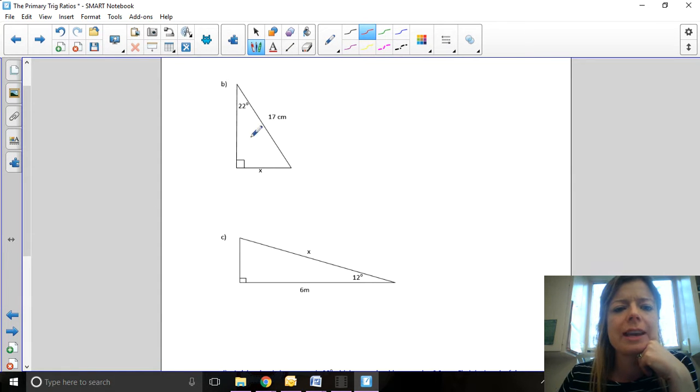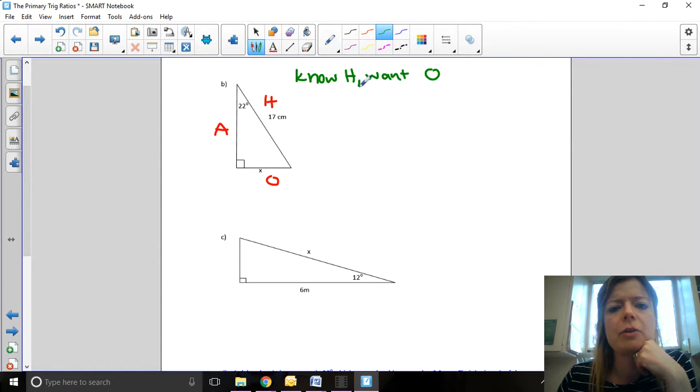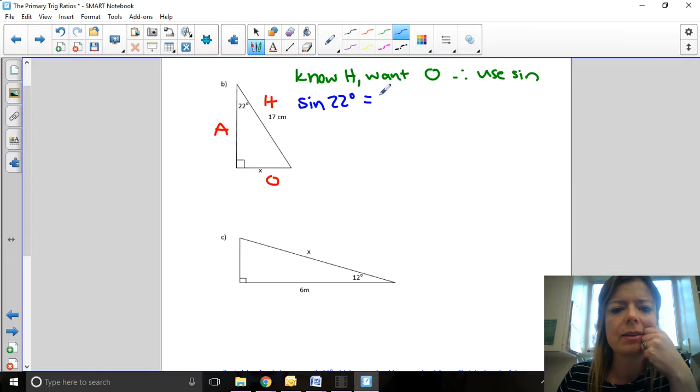So step 1, remember, is to label your hypotenuse, your opposite, and then your adjacent. Step 2 is to determine what we need and what we know. So we know H, and we want O. So O and H, that comes from sine. So we're going to use sine because sine has O over H. Now we're going to set up our trig ratio. So sine of 22 degrees equals opposite over hypotenuse. So sine of 22 degrees equals x over 17.